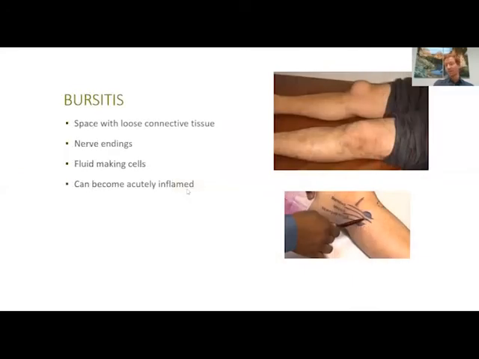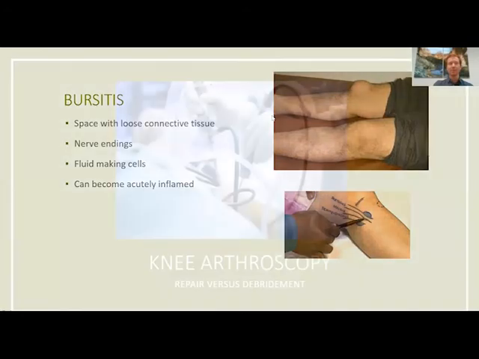And then bursa, these are loose connective tissue areas along tendons that help them to glide over bones and other firm structures like ligaments. They can get inflamed, have a lot of nerve endings, they make fluid, and they can swell. You can see this is a bursa on the front of the knee. We all have a prepatellar bursa, front of the knee bursa, and it could get quite swollen as well. These can be causes for knee pain.